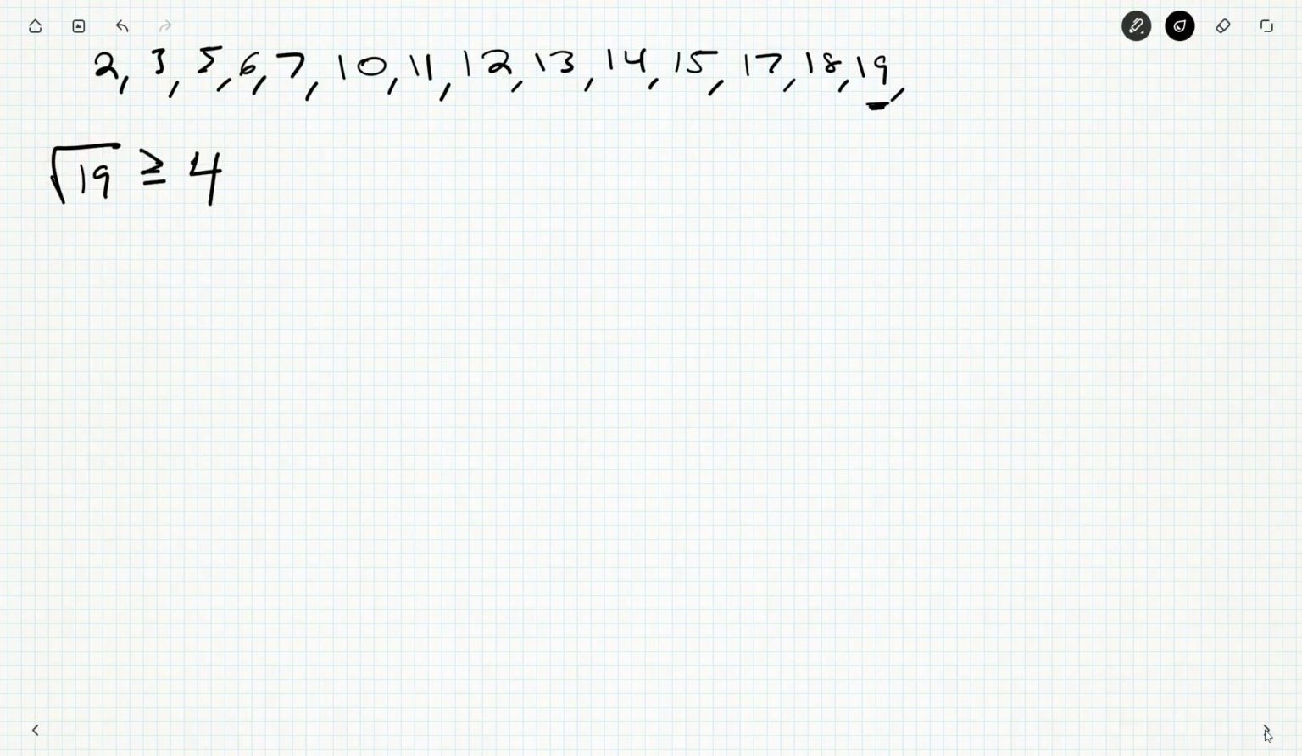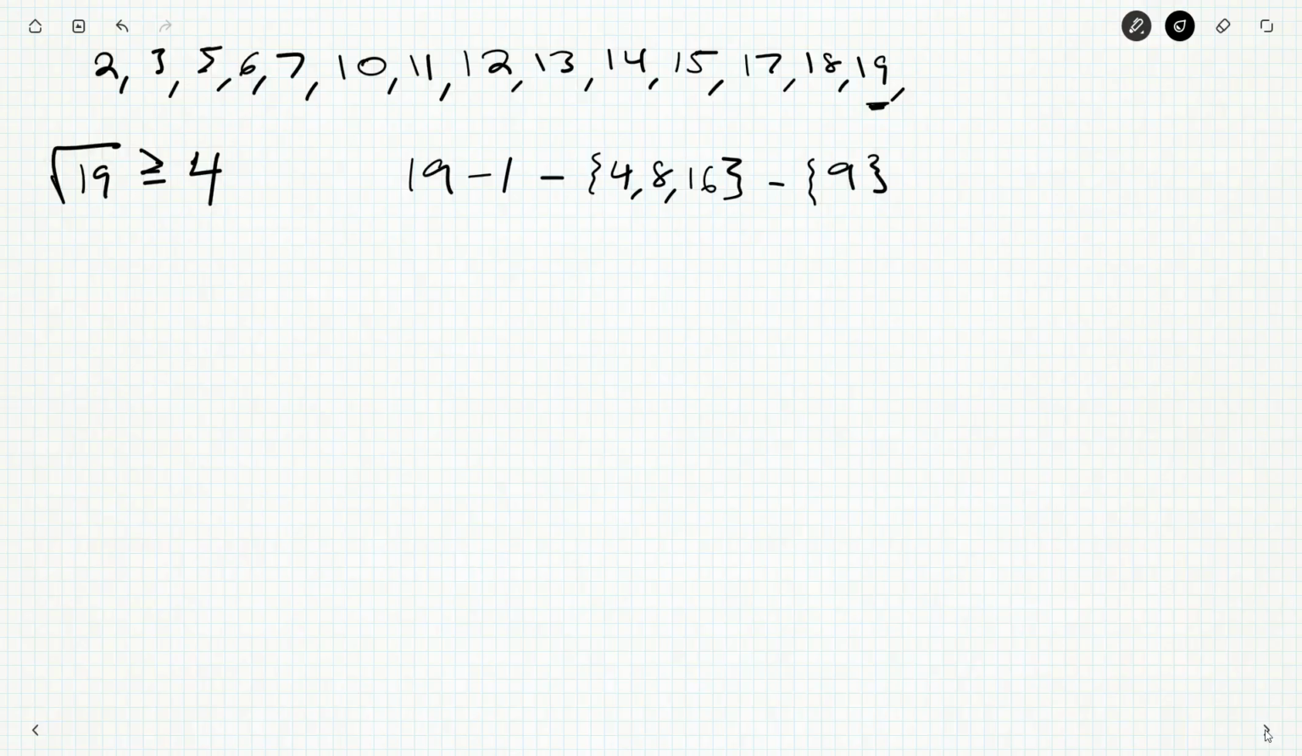Okay. So I do 19 minus the powers of 1, minus all the powers of 2, so 4, 8, 16, minus all the powers of 3. And we don't need to do powers of 4 because that's already counted, but minus powers of 3, so that'd be 9. There are no more powers of 3. So this would be 18 minus 3 minus 1. So this would be 18 minus 4, so this would be 14. This should be in the 14th position. 1, 2, 3, 4, 5, 6, 7, 8, 9, 10, 11, 12, 13, 14. So this is working. Alright.